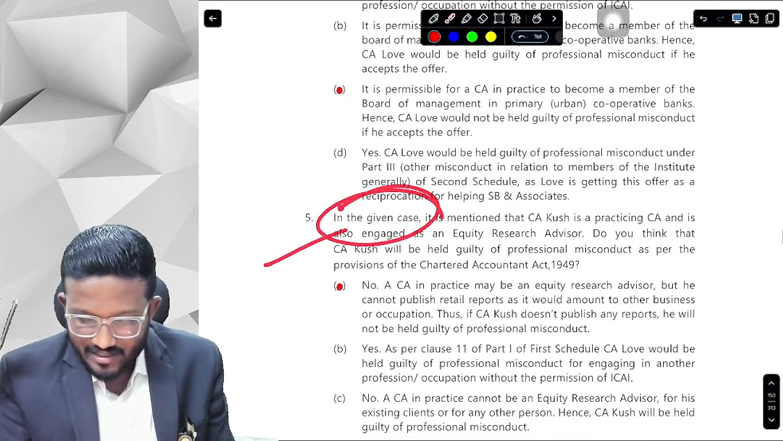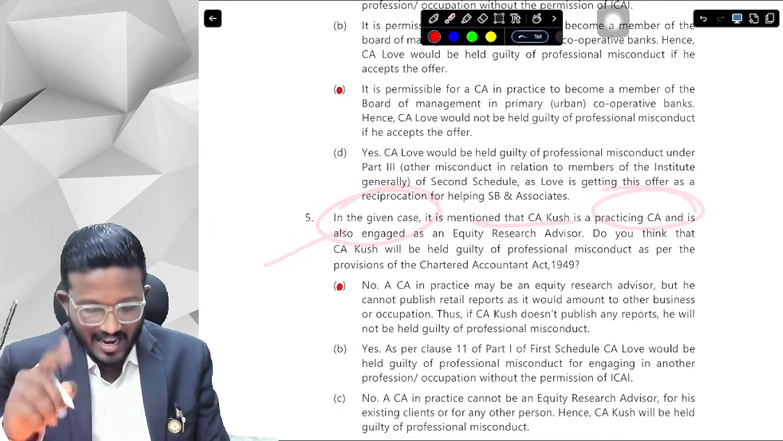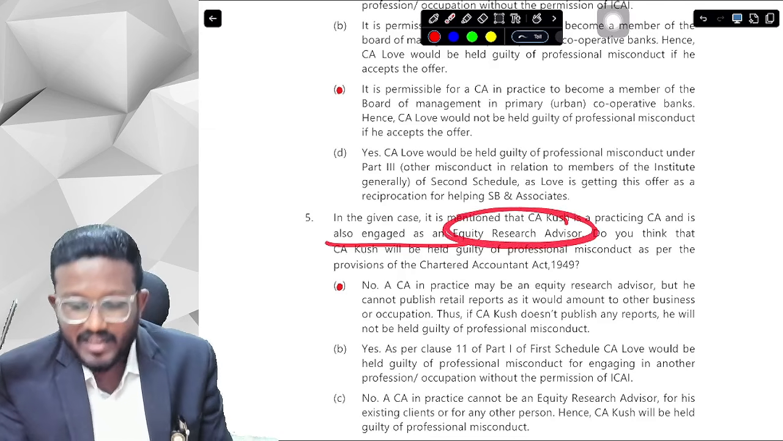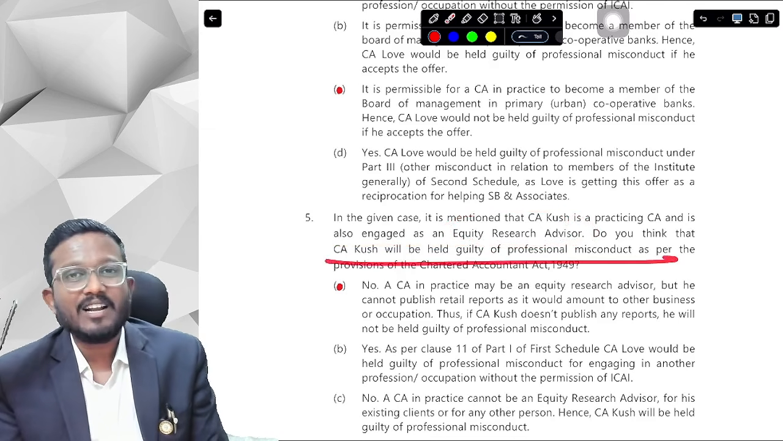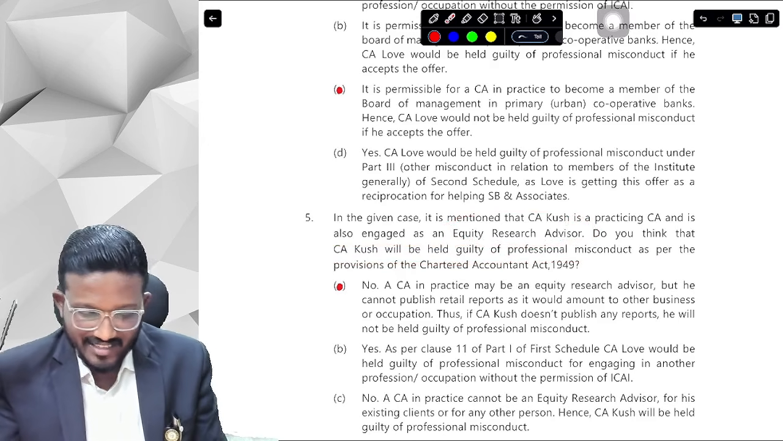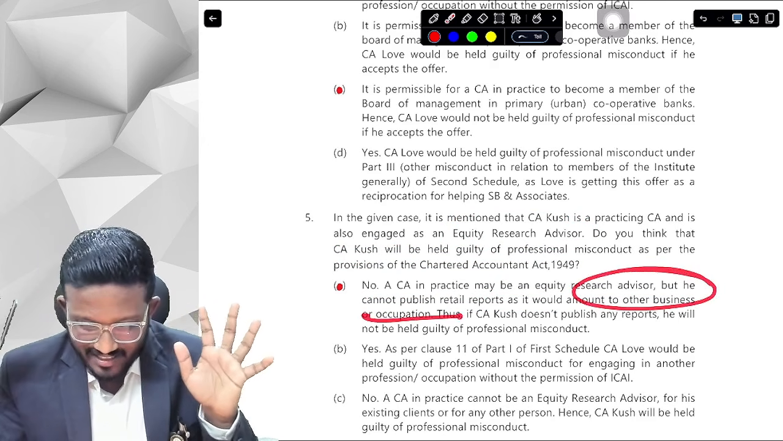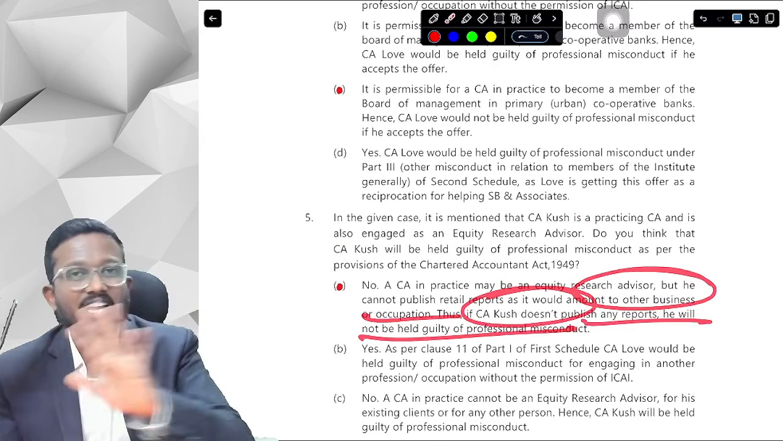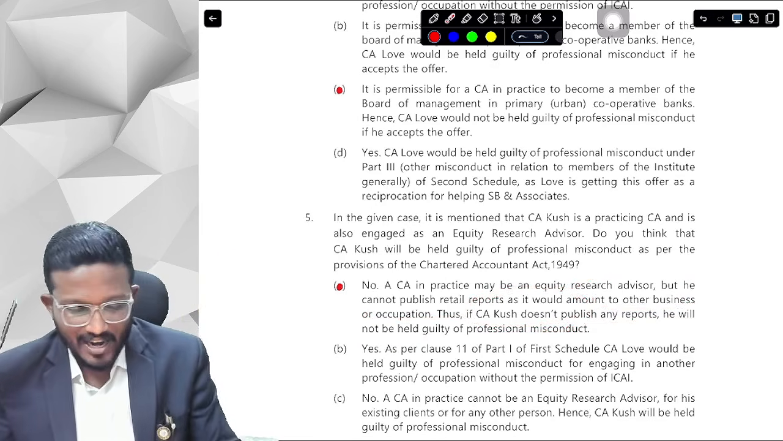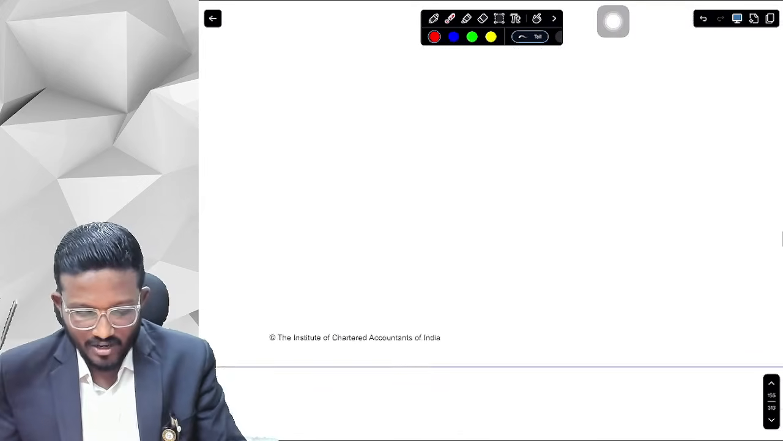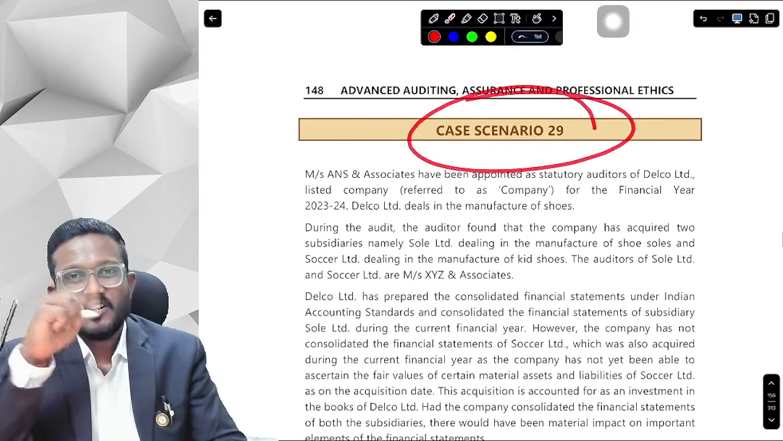In the given case it is mentioned that CA Kush is a practicing CA and is also engaged as an equity research advisor. Do you think he will be guilty? No sir, we can be an equity research advisor as per the Ethical Standards Board, but we cannot publish retail reports. So if we are not publishing any retail reports, then we will not be guilty of professional misconduct. This was your case scenario number 28. Now let's do case scenario number 29.